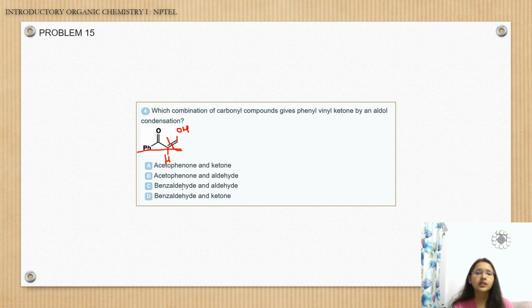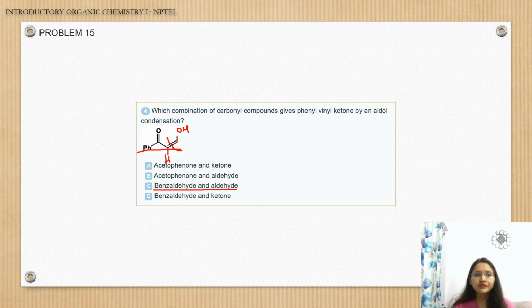So if you are considering acetophenone and benzaldehyde, for aldol condensation to take place, one of the starting materials must have an alpha hydrogen present in the system. One of the species must have an alpha hydrogen. So if you are thinking about this benzaldehyde, the aldehyde doesn't have an alpha hydrogen.